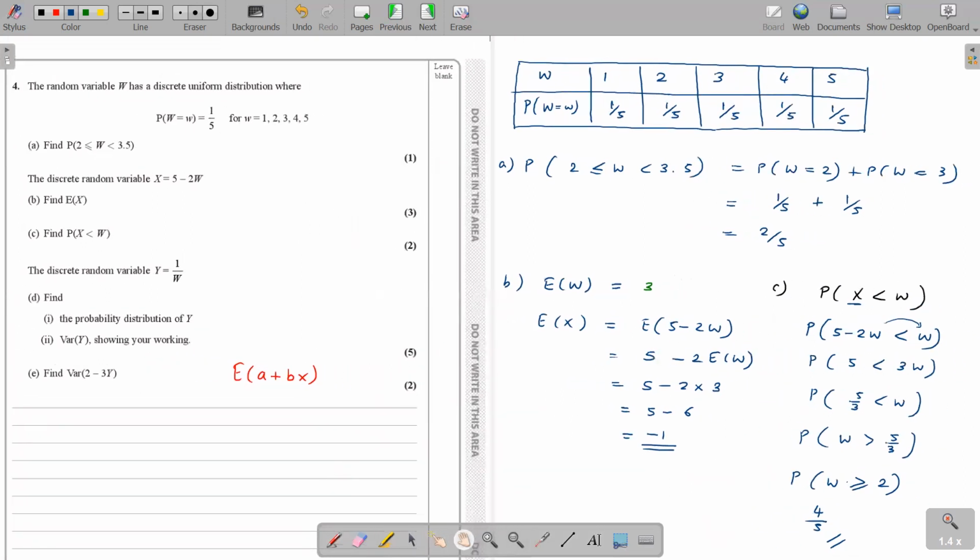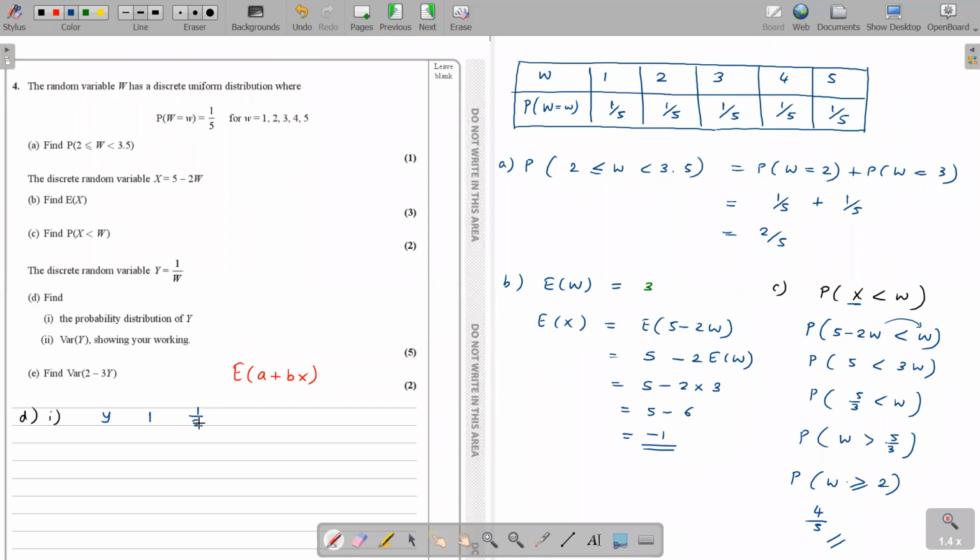Okay. The next one, the random variable Y equals 1 over W. Find the probability distribution of Y. What do you mean by the probability distribution? The probability distribution means you have to make the table. Now I wrote the probability distribution of W. Likewise, make the table for Y here. So what are the Y values? Y values are 1 over W, right? So first W value is 1, so 1 over 1 is 1. Next W value is 2, so 1 over W gives you half.